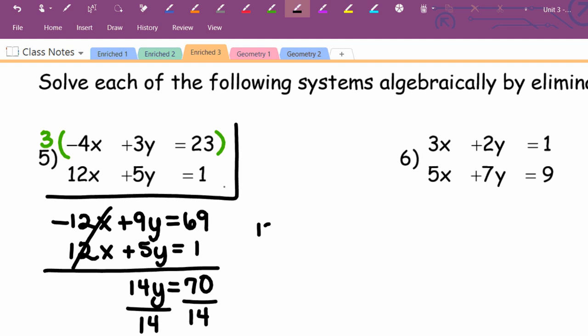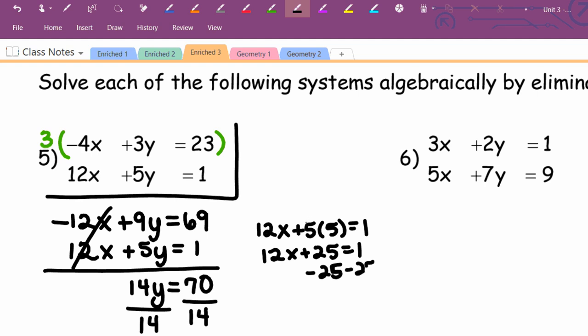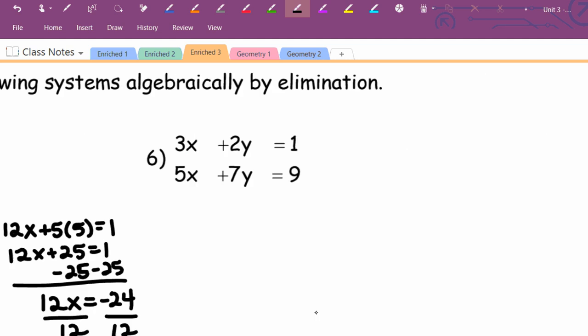I stick with the positive equation. Well, that's 5 times 5 equals 1. Well, that's 20. We get x equals, is it negative 2? Yep.